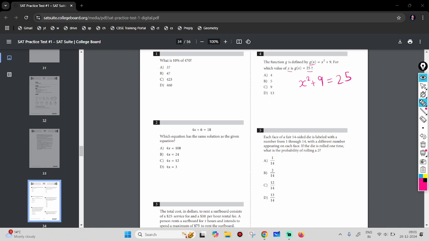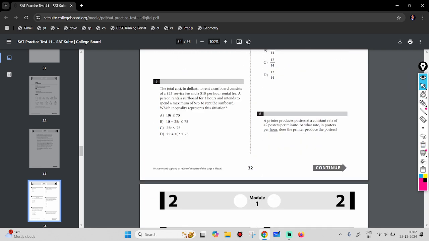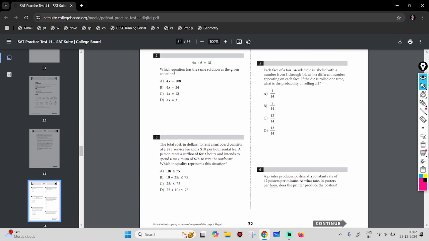Now we need to solve for x. To remove this 9, I can add negative 9 to both sides, which gives me x squared on the left hand side, and on the right it gives me 16. Now x squared is 16, which gives me two values for x, plus or minus 4. In the options, minus 4 is not given, so it's very easy to choose. Option A is the correct answer. Aren't these very easy? By the way, this is my first time solving any SAT questions, and till now I can say they are not bad. Let's see the fifth one.